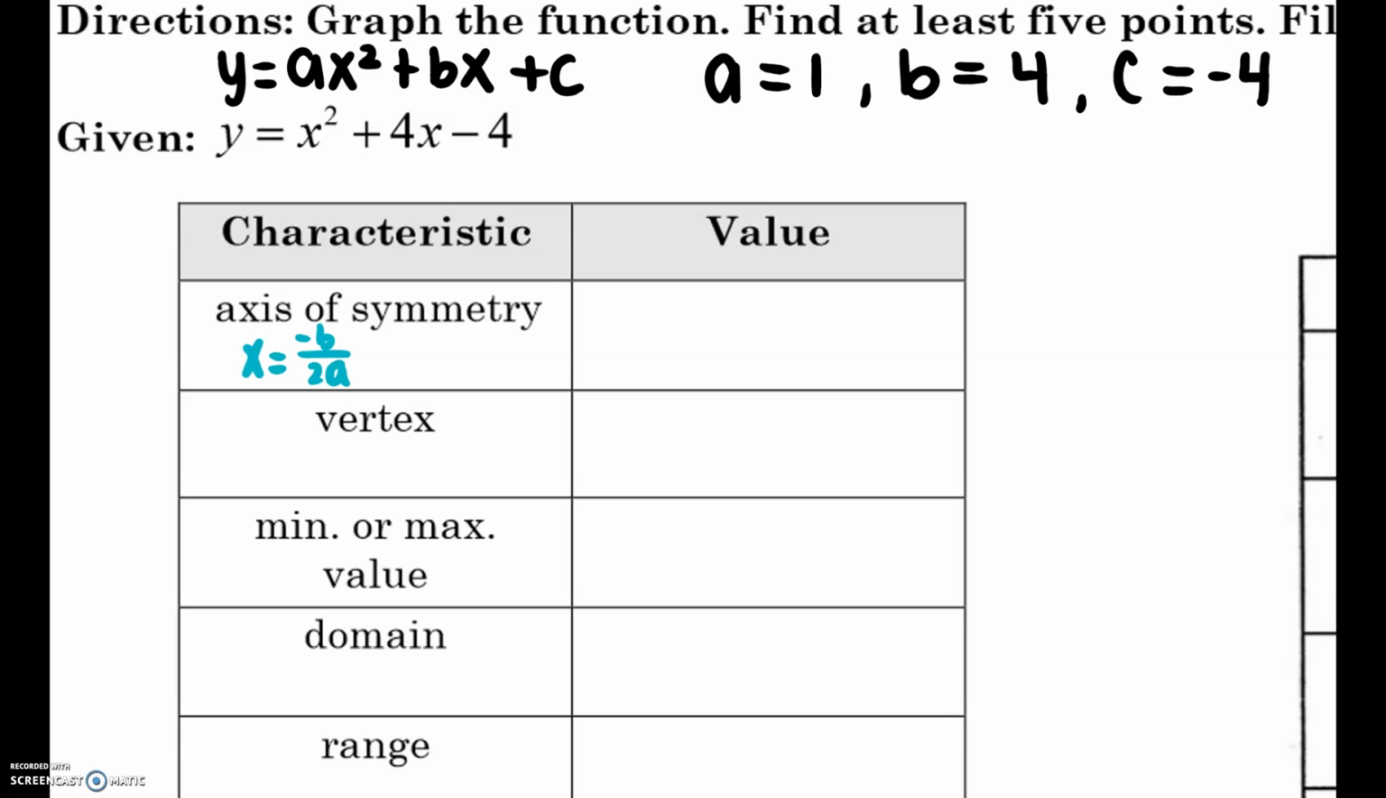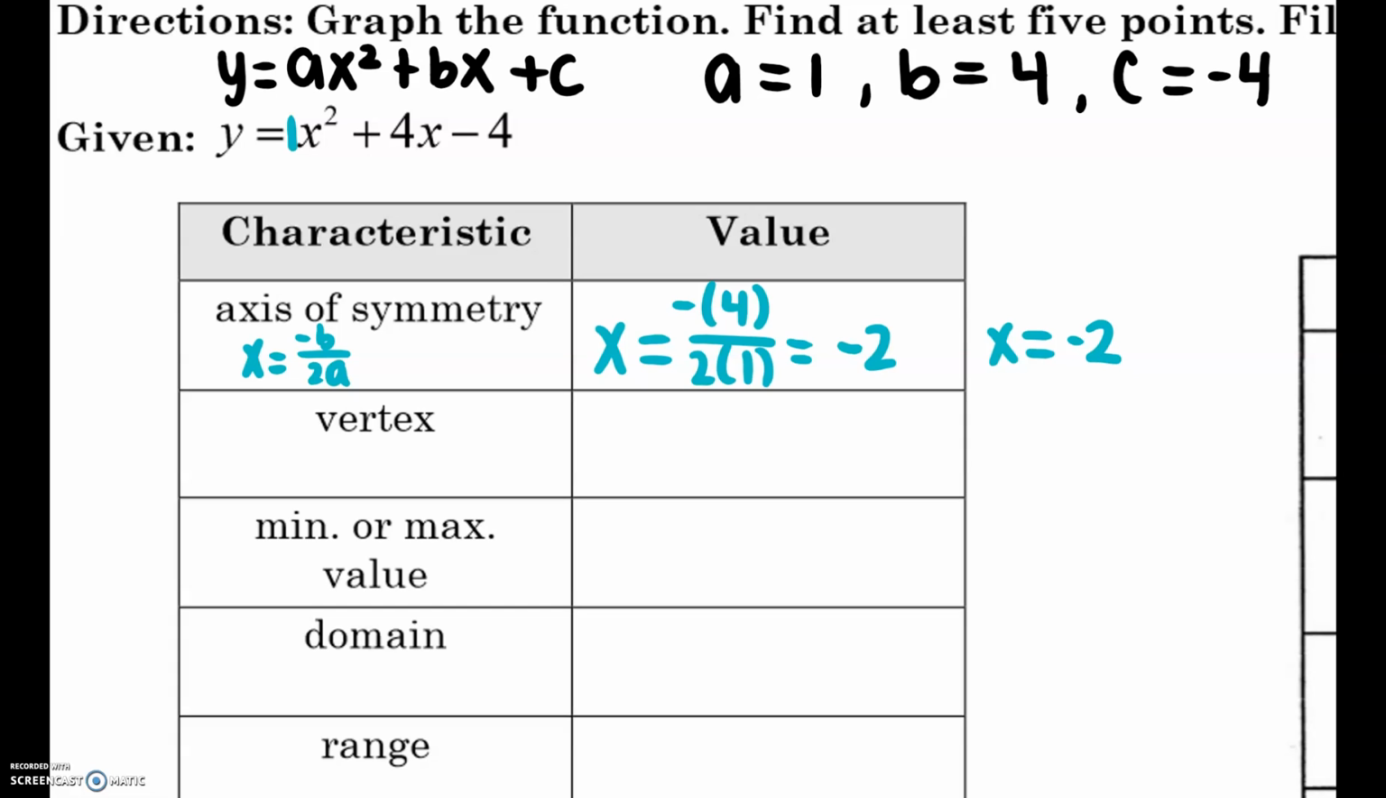Sometimes it's easier to identify the coefficients in standard form by laying out off to the side that the coefficient in front of x squared is 1, it's just in disguise. The coefficient in front of x, which is b, is 4, and then c is negative 4. So in this case, let's find the axis of symmetry. We are going to plug in, and remember, when we substitute, we always use parentheses. After completing the order of operations, we find that the axis of symmetry is x equals negative 2.